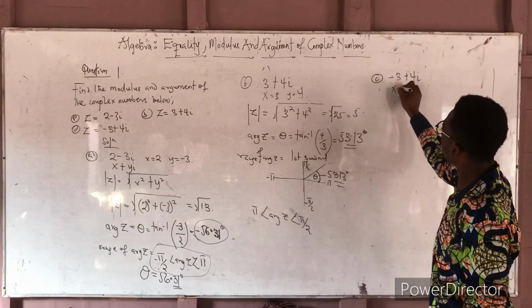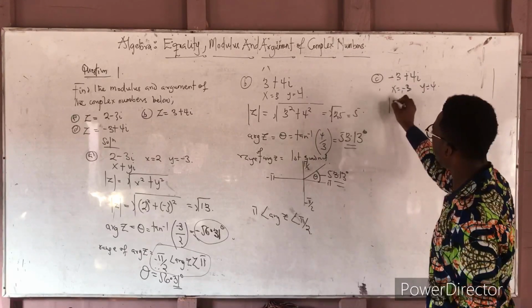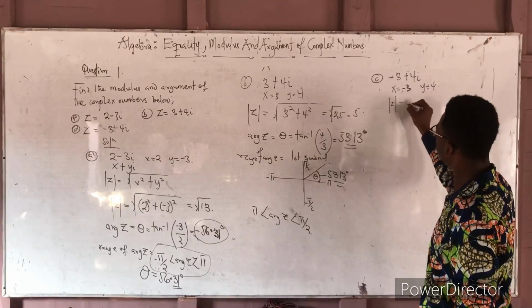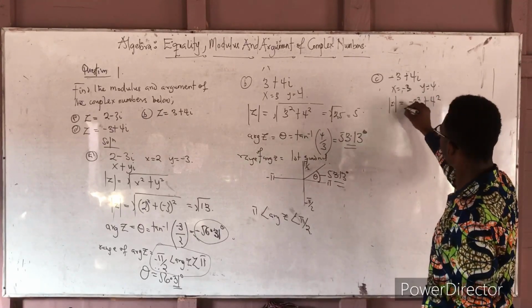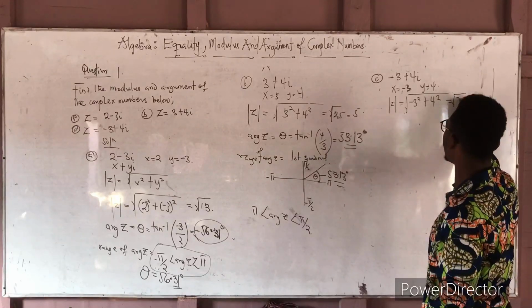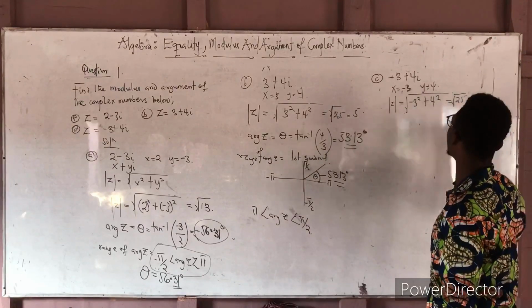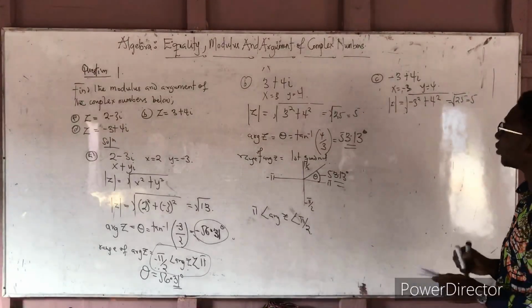Okay. Now the C part, or the last part, we are given negative 3 plus 4i. So from here, x is what? Negative 3, y is 4. So the modulus of z becomes the square root of negative 3 squared plus 4 squared. And that will give you root of 25, which is 5 units. Okay. This is the modulus, sorry.